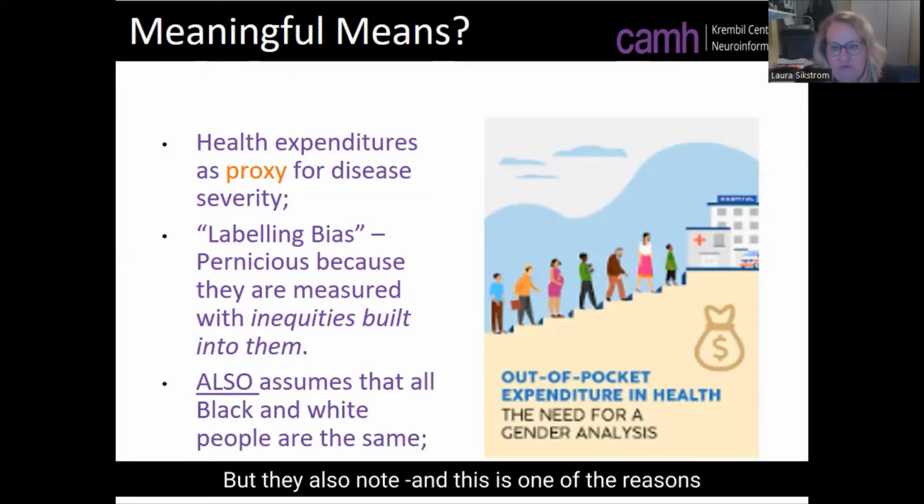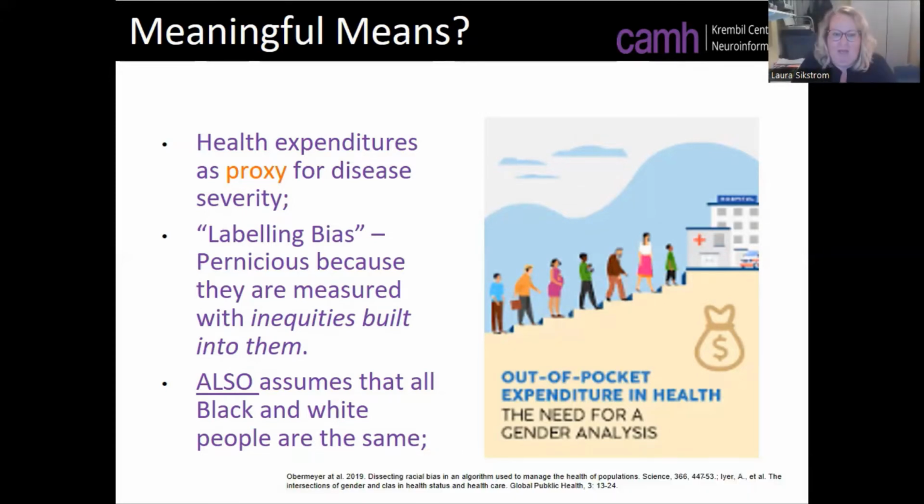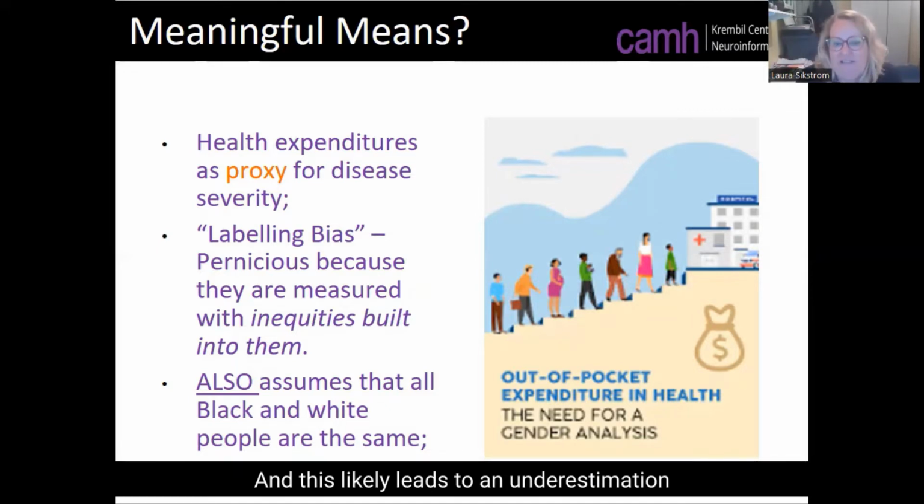But they also note, and this is one of the reasons I like this paper, that they also had to assume that all Black and white people were the same. So they made an assumption that Black and white people had some meaningful difference, and this makes sense from what we know about the United States. But they didn't distinguish between Black people or white people based on income or gender. And this likely leads to an underestimation of how poorly this model might be estimating risk for certain groups of people.